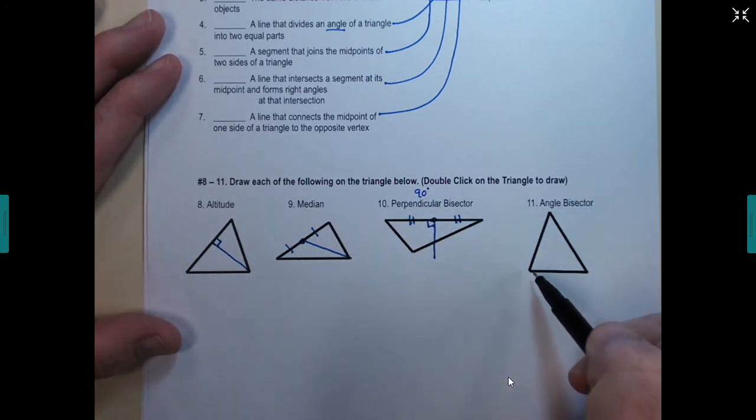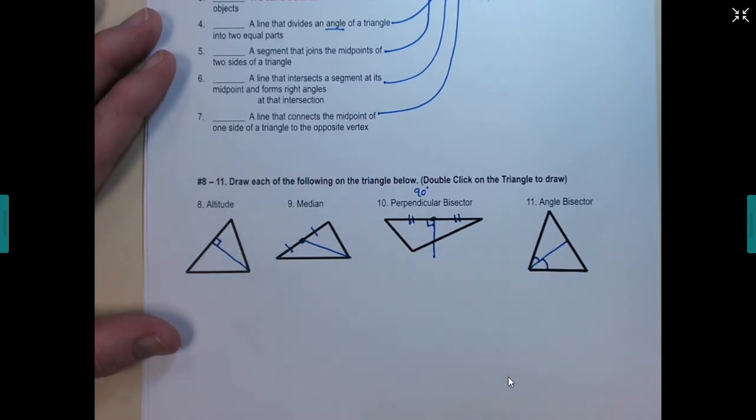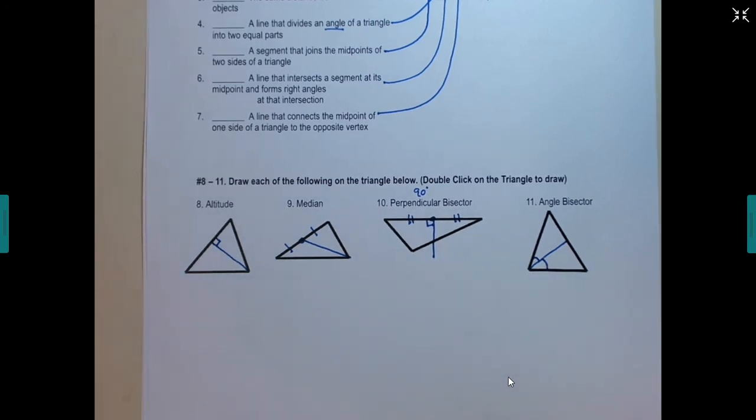An angle bisector, I've got to choose one of these angles, and I've got to cut it in half. The way I tell people that we cut it in half, those two angles better be the same. So that is page 1 of the review.